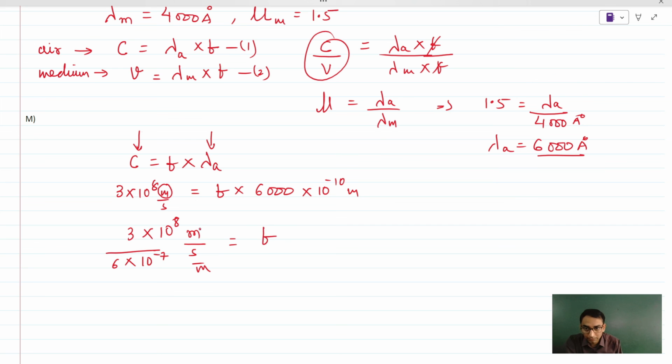So for the frequency, meter gets cancelled, so 3 ones are 3, twos are 6, so 0.5 into 10 raised to 15, 1 upon second is hertz. So frequency can be written as 5 into 10 raised to 14 hertz. That's the answer to the problem.